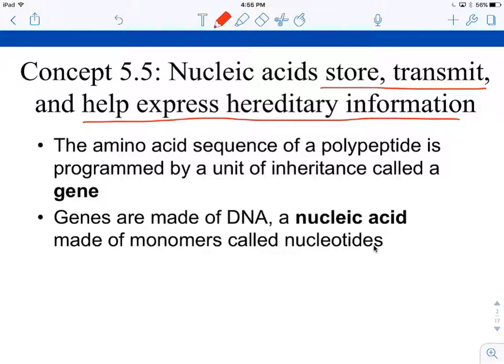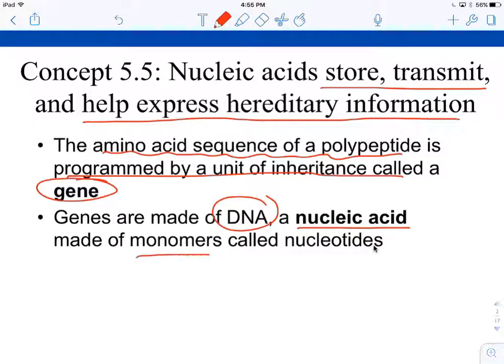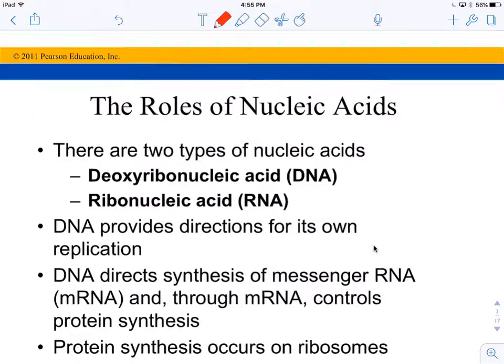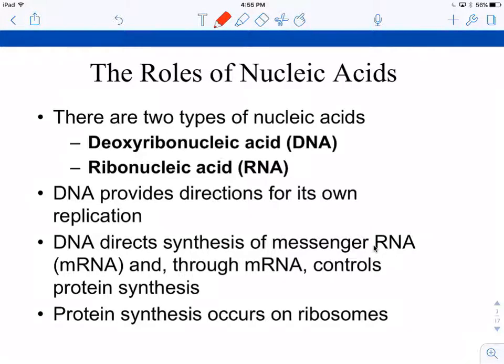Okay, so the cool thing is that nucleic acids have a relationship with proteins in that the amino acid sequence of a protein or a polypeptide is programmed by something we call genes. And genes are made of DNA, which is a type of nucleic acid made of a monomer called a nucleotide. We're going to get into that a little bit more. There are only two types of nucleic acids: there's DNA and there's RNA.